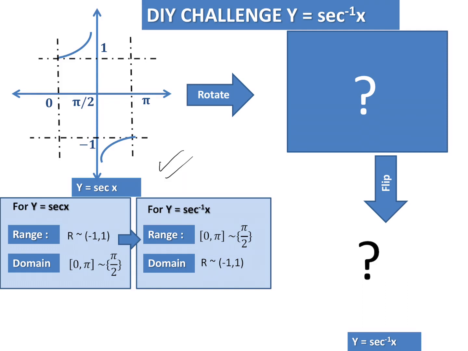Also, this trick is not just applicable to the trigonometric functions. You can apply it for any inverse function. Suppose e raised to the power x function is given to us and I want to draw the graph of the inverse function for that. I can apply the same trick, rotate and flip, to get the graph of the inverse function. So this trick is universal in nature. You can apply it for any function whose inverse needs to be found.